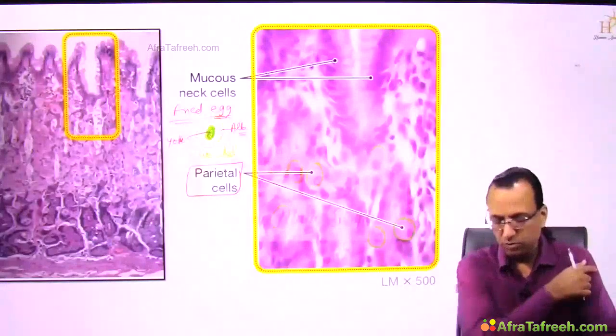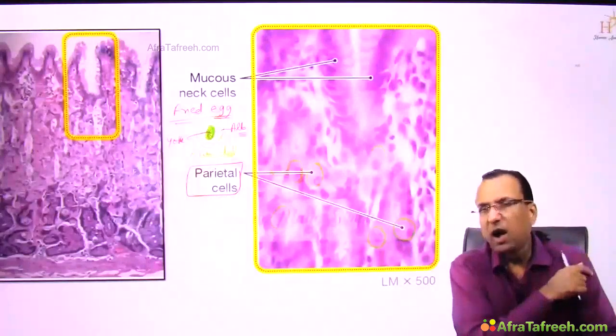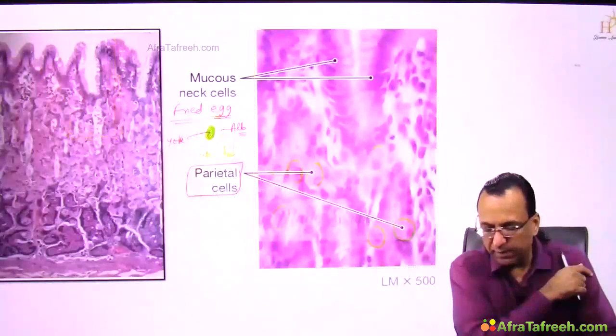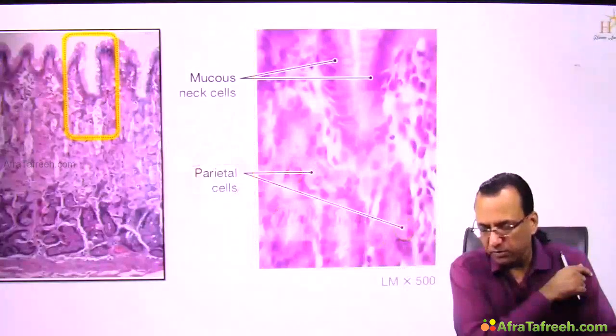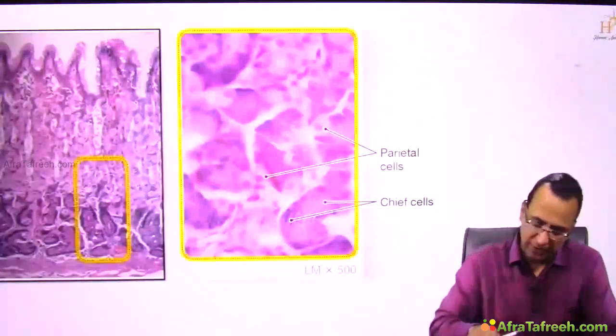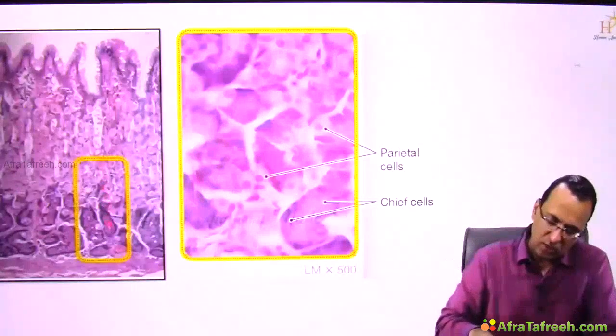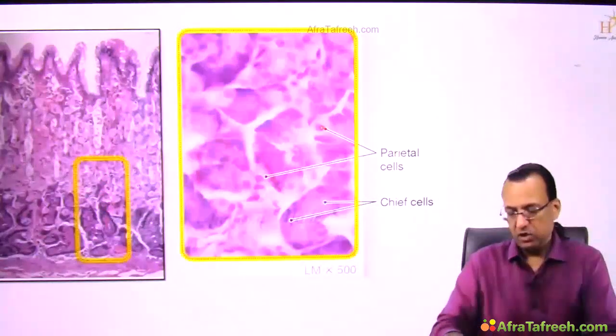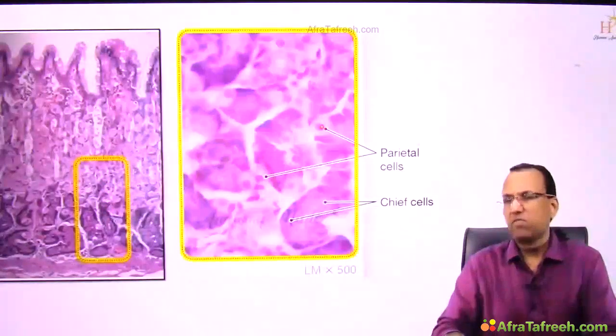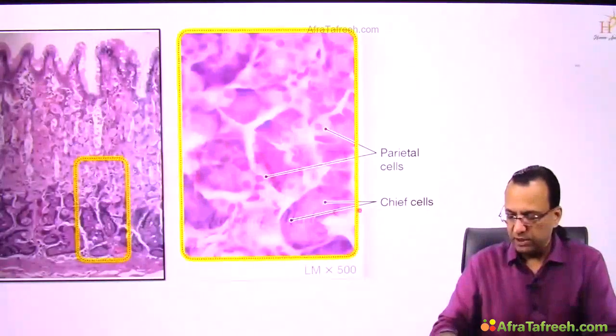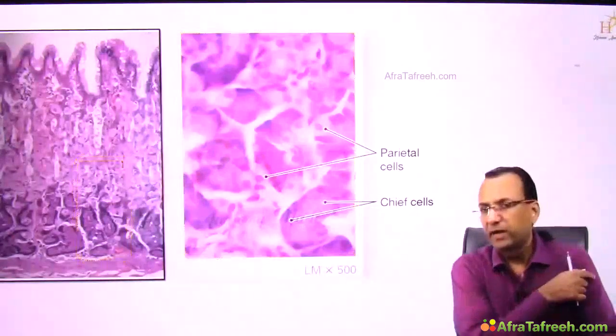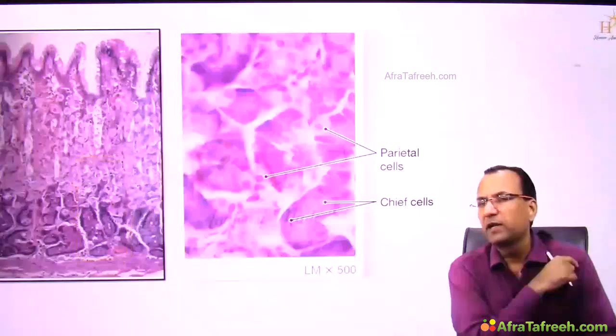Now, if you say so, fine. What about the lower half of the gland? This was the upper half. What about the lower half? If you want to talk about the lower half, let us go there. And when you are going to the lower half of the gland, again, you see, though there is more of the chief cell, there can also be parietal cells. So the upper area is parietal, lower is chief cell.